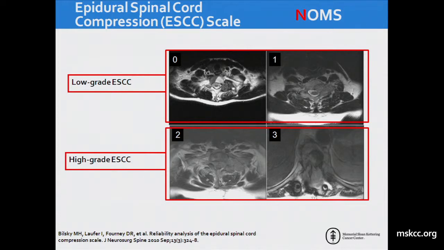So this is the neurologic consideration. The epidural spinal cord compression scale provides a very convenient way to describe the degree, and this is really common language that can be used when talking about this. 0 is bone-only disease, 1 is mild epidural extension without cord compression, and these are low-grade epidural extension patients. And then we have high-grade epidural extension patients. These are patients that have cord compression or displacement. So these are the 2 divisions, low-grade ESCC and high-grade ESCC.